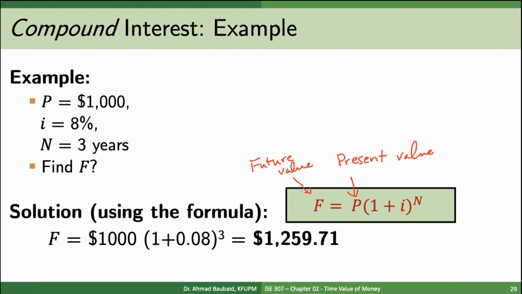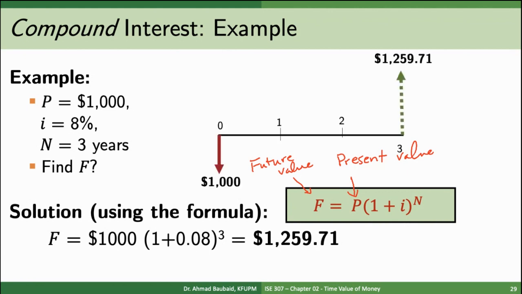All right, so that's compound interest, and now we're going to see a few examples on it before we start talking about economic equivalence. So this is what the cash flow diagram looks like for this example. You invest 1,000 and you get this amount back at time period 3.